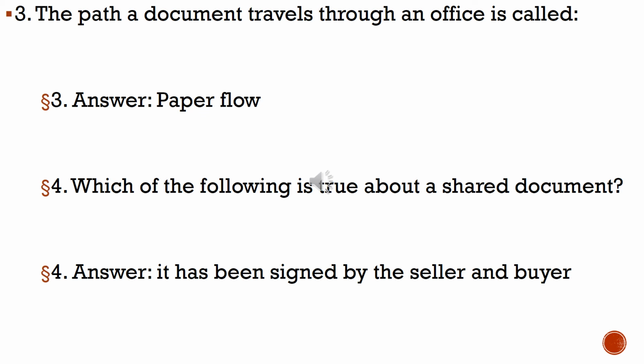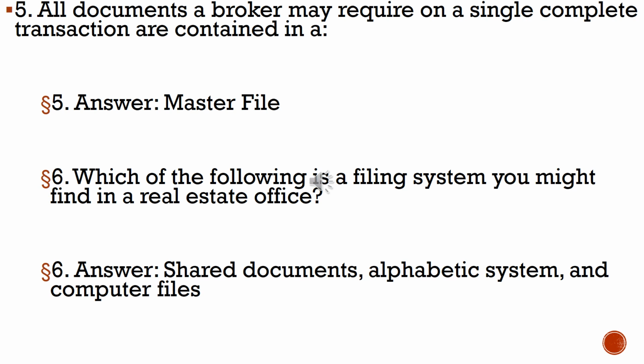Question number 4. Which of the following is true about a shared document? Answer: it has been signed by the seller and buyer. Question number 5. All documents a broker may require on a single complete transaction are contained in a? Answer: master file. Question number 6. Which of the following is a filing system you might find in a real estate office? Answer: shared documents, alphabetic system, and computer files.